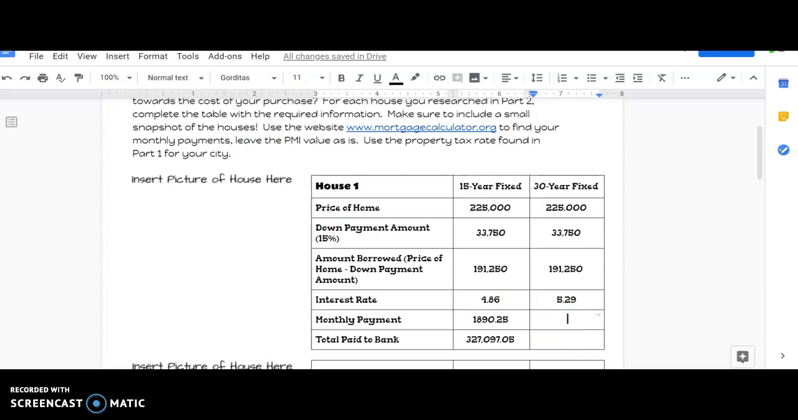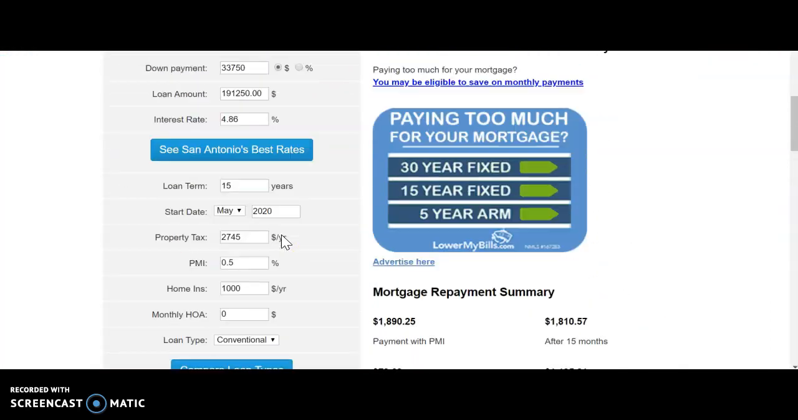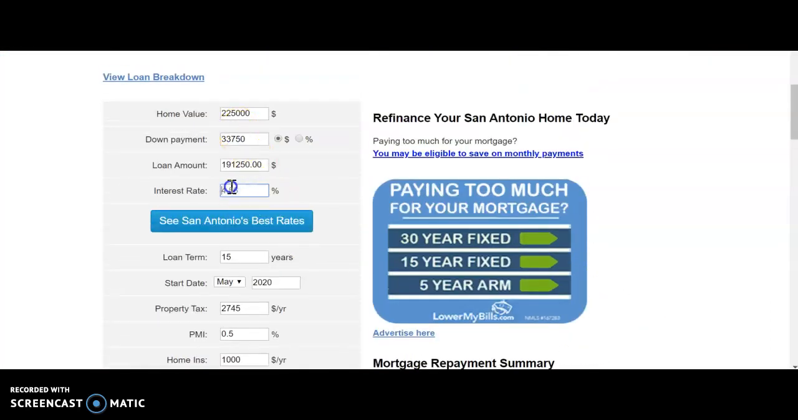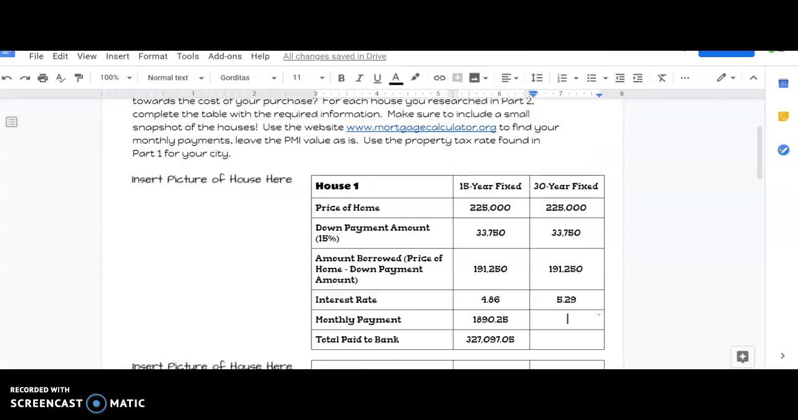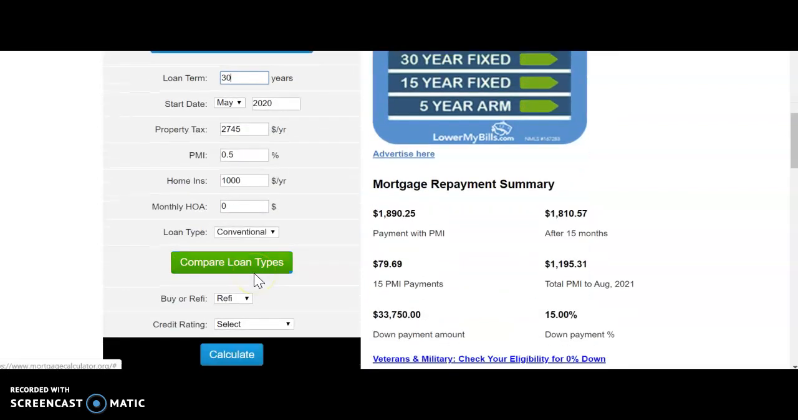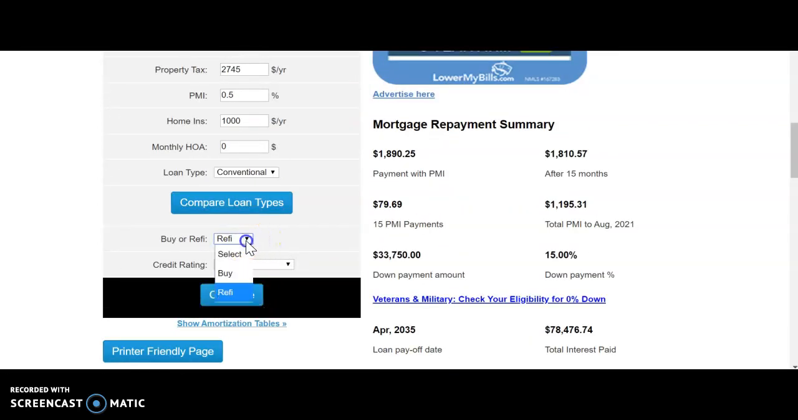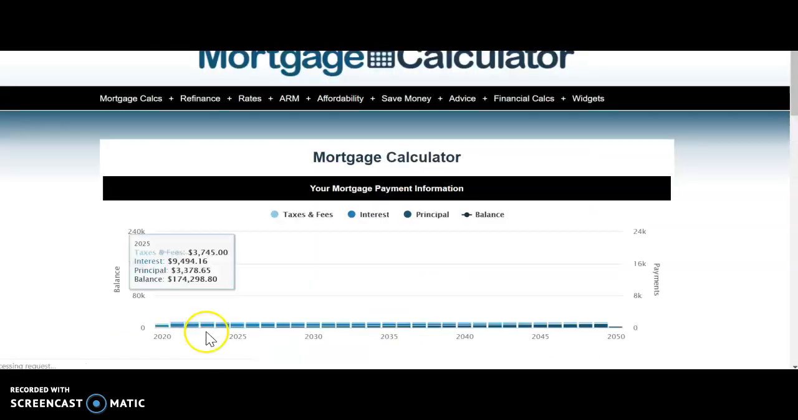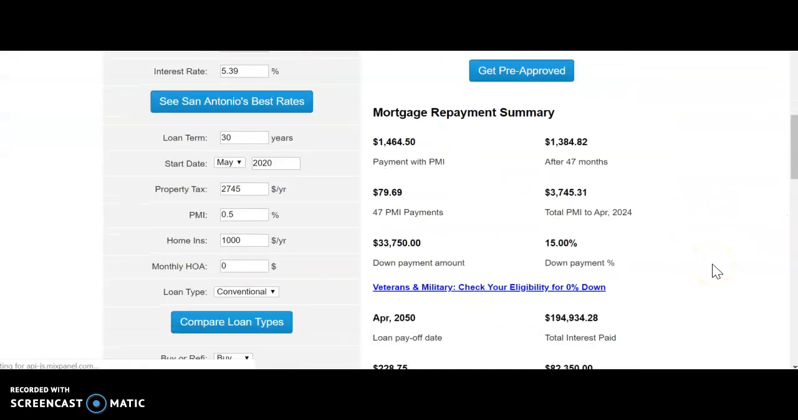So then we're going to go back to our mortgage calculator and come back up here. We're going to change our interest rate to 5.29. And we're going to change this to 30. We already did our property taxes. That's not going to change. We're not going to worry about credit rating. And we'll say calculate.